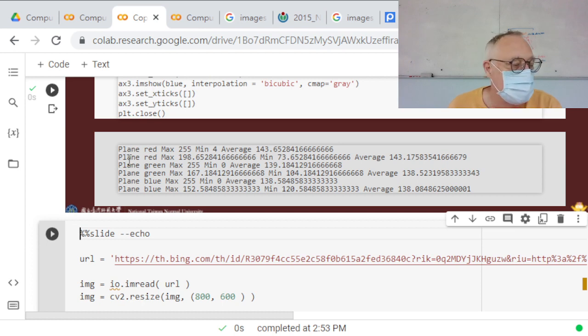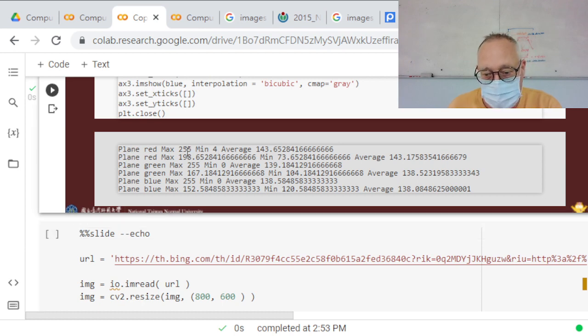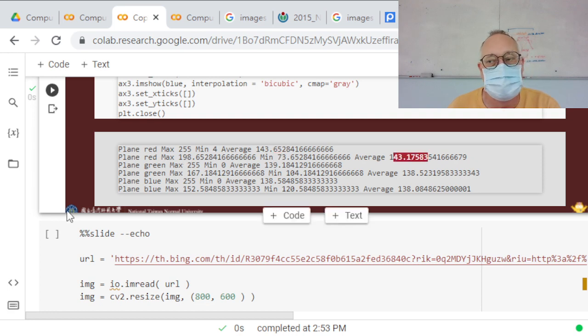So originally, my red plane was from 4 to 255 with an average of 143. Then by compressing it, dividing it by 2, now it ranges from 73 to 198. Still has about the same average, right? It should be the same average apart from rounding errors.